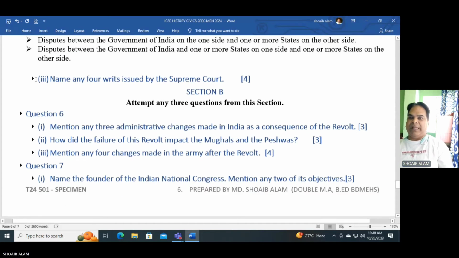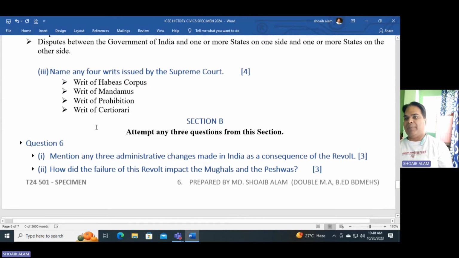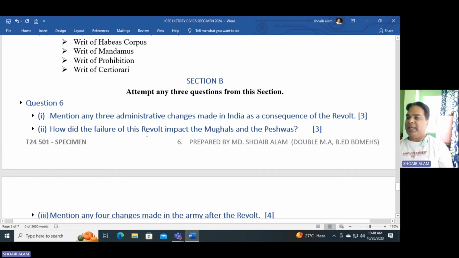Now name any four writs issued by the Supreme Court. Simple. Name of the writs you have to mention. Don't waste your time by explaining everything. So these are the names of the writs: writ of habeas corpus, writ of mandamus, writ of prohibition, writ of certiorari.